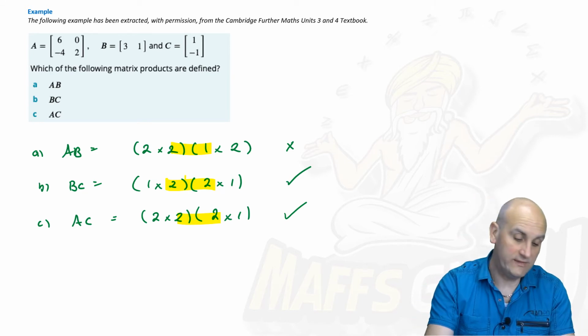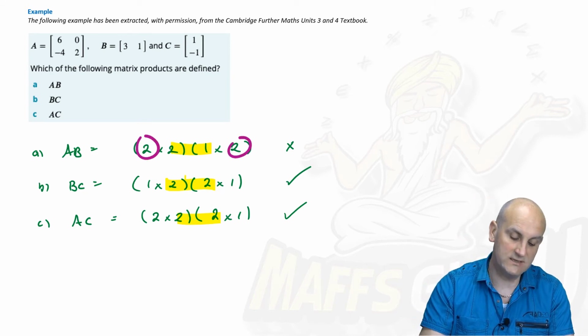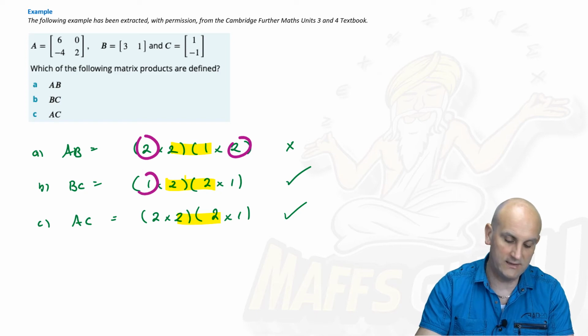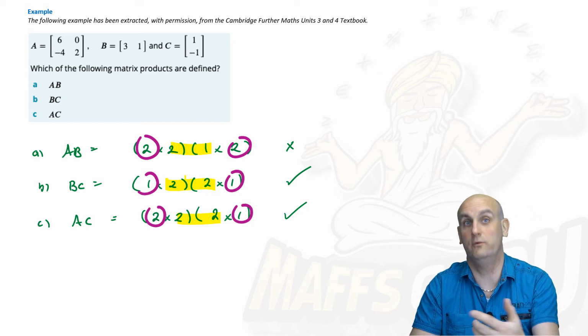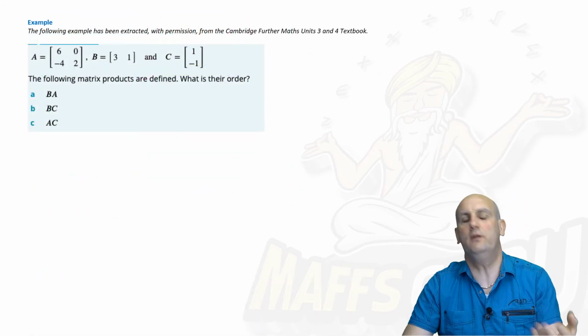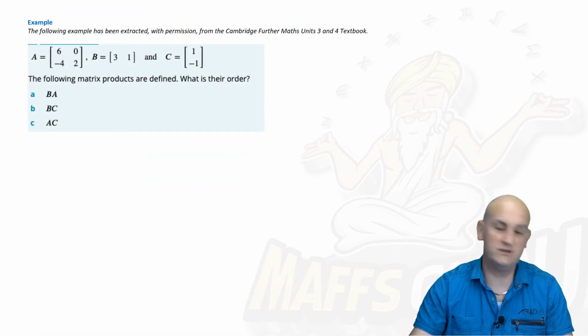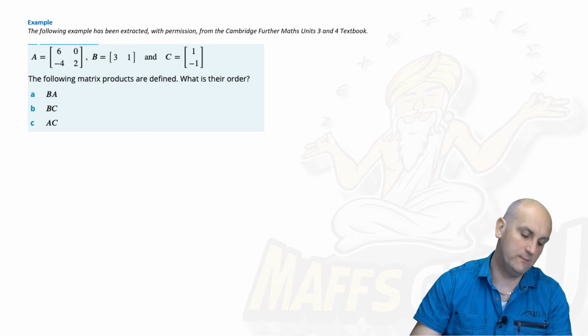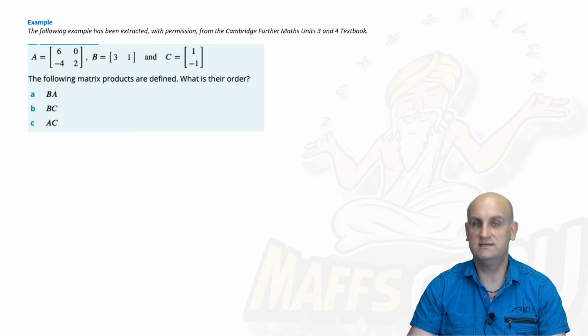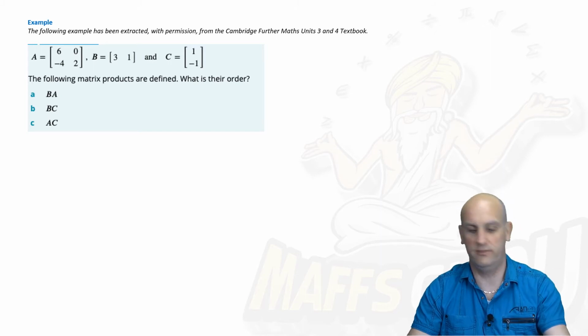And remember, we can look at the outer values in each case, not in this one because it's obviously not defined, but we can look at the outer values in each case to try and work out what the order of our result would be. And so we're moving on, and basically it's the same question, but they've just made A actually work. So each of these says the following matrix products are defined. What is their order? So it wants to know what is the order of their result.